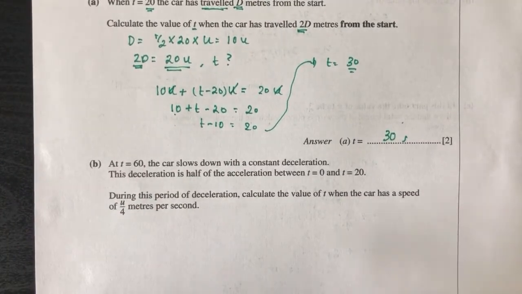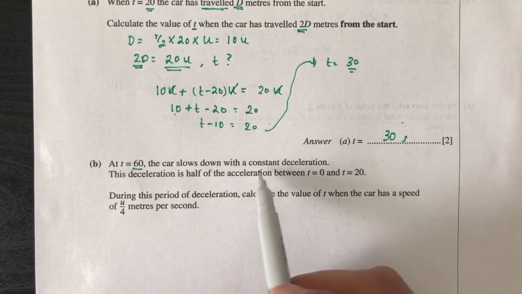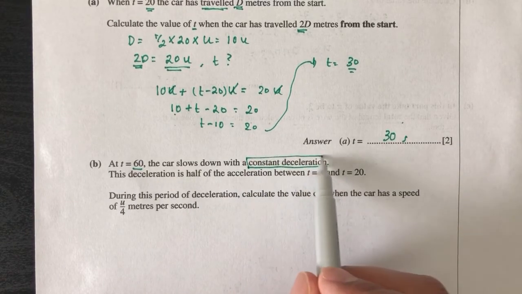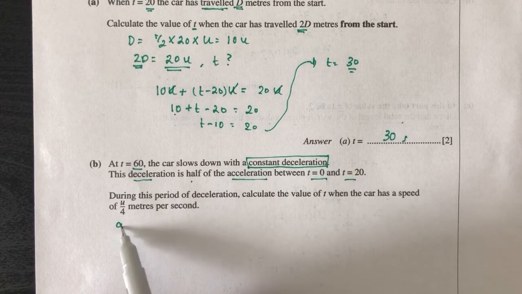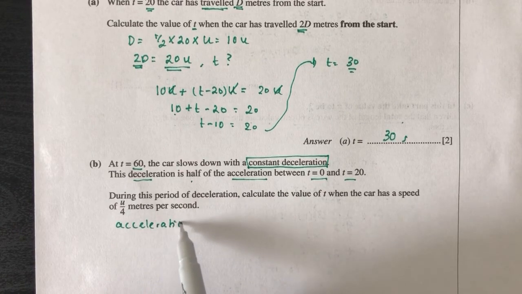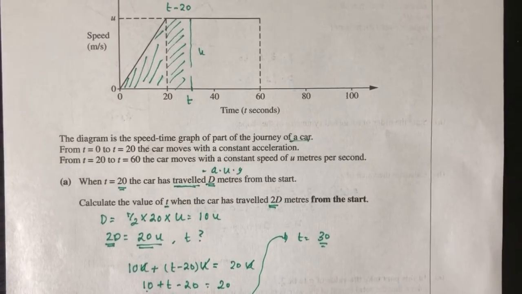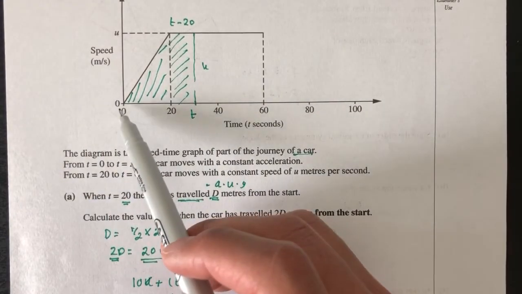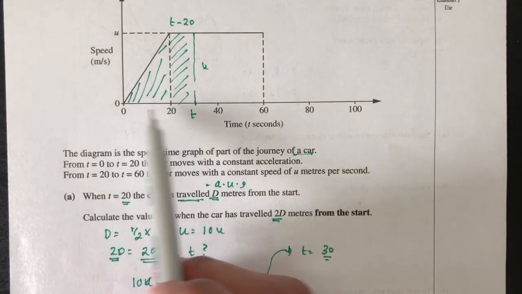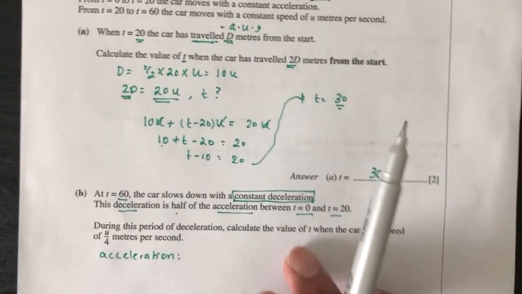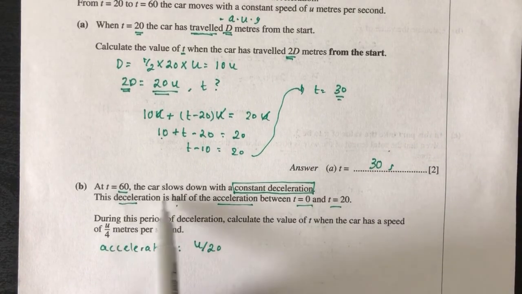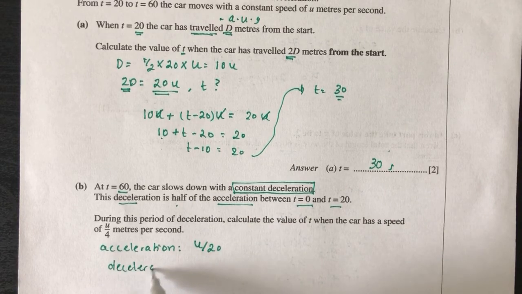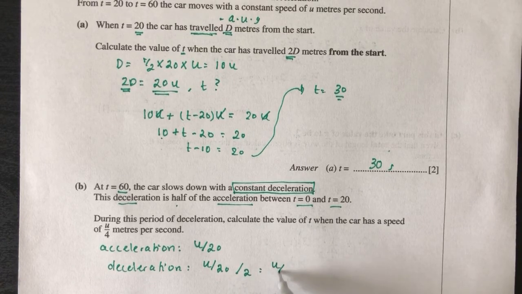So now for part B, at t equal to 60, the car slows down with a constant deceleration. The deceleration is half the acceleration between this and this. So what is the acceleration between this and this? As we know, when we have a speed-time graph, the acceleration is the gradient of the triangle. So height divided by base, so height is u, divided by 20. So the acceleration was u divided by 20. It says the deceleration is half, so the deceleration will be half this value, that will be u over 40.